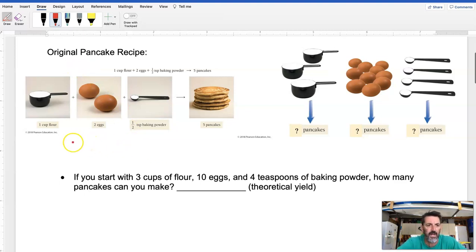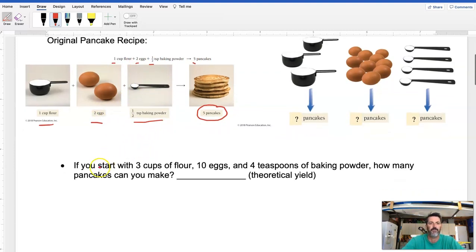All right, so back to our food analogy. We have a recipe here that says I need 1 cup of flour, 2 eggs, and a 1/2 teaspoon of baking powder. And if I mix those 3 ingredients together, or those reactants together, I will make 5 pancakes. That is my product. Here's what would appear to be a balanced equation with our coefficients, 1, 2, 1/2, and 5. Okay, so that's our ratio. Now, here's the question. If you start with 3 cups of flour, 10 eggs, and 4 teaspoons of baking powder, how many pancakes can you make?